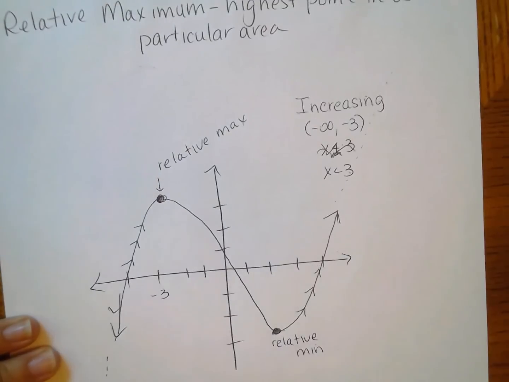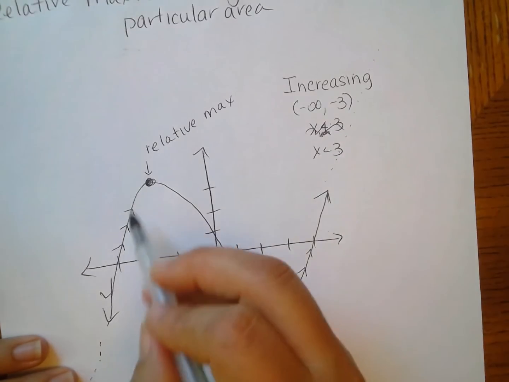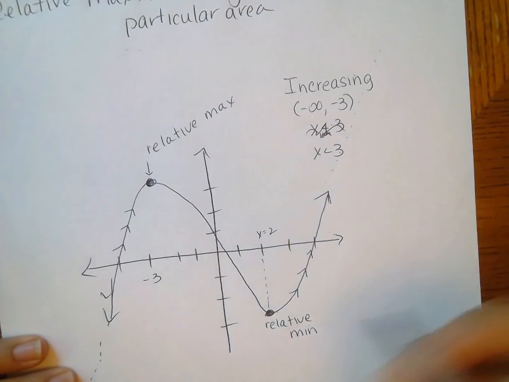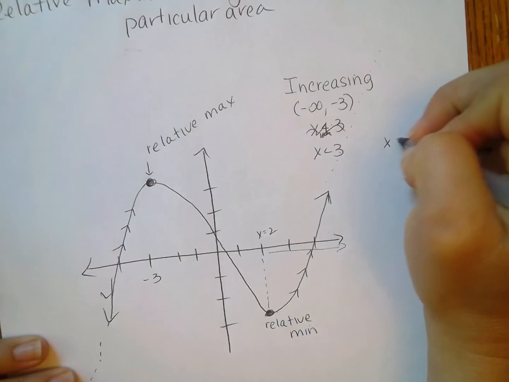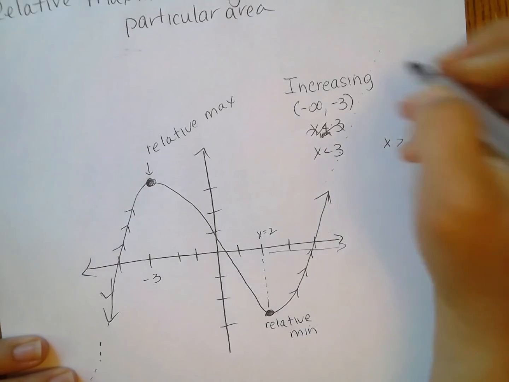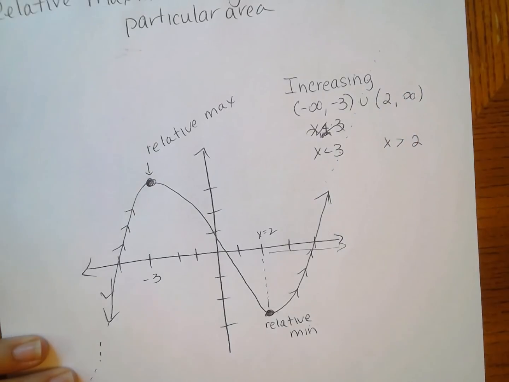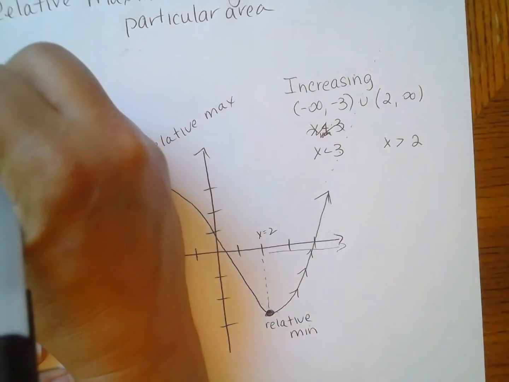There we go. Okay. And then it's also increasing, skipping over this part here, where x is 2. So then it goes from 2, and all my x values on this side are also that way. So for x greater than 2, I could write this as the union of 2 to infinity as well. So my y values are increasing when x is less than -3 or when x is greater than 2. So then let's write our decreasing over here.